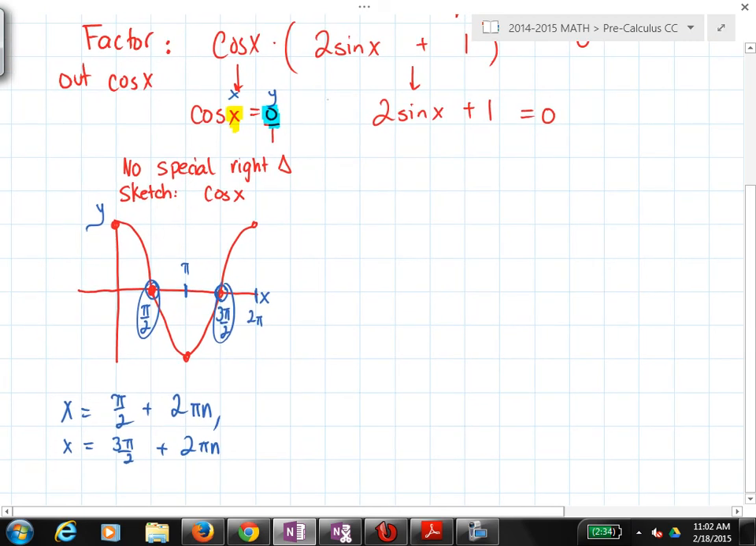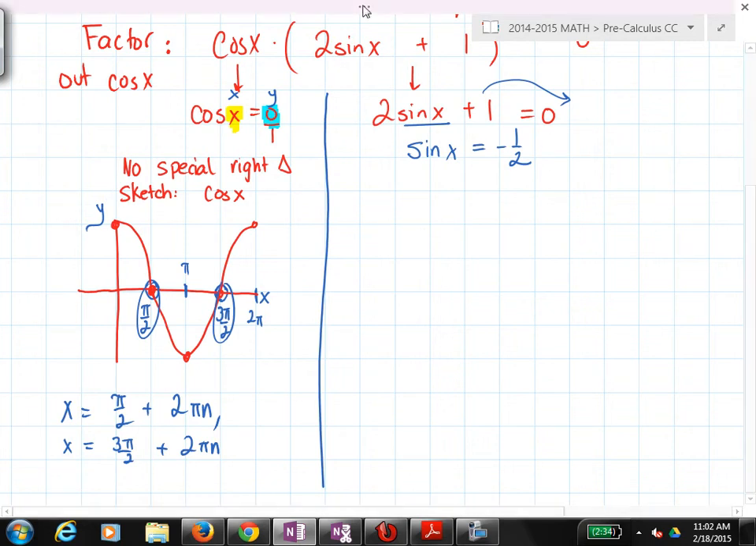And again, I've only done one side of this problem right here. Now I have to evaluate this one, or solve for sine of x. Remember, I had to isolate this trig expression, sine of x. I move that over, it becomes negative, and then I have to divide by 2. So sine of x is equal to negative 1 over 2.